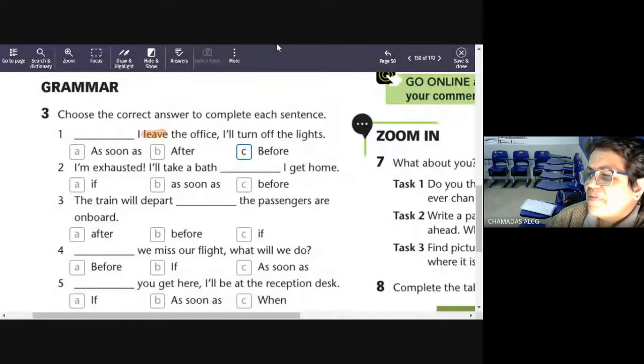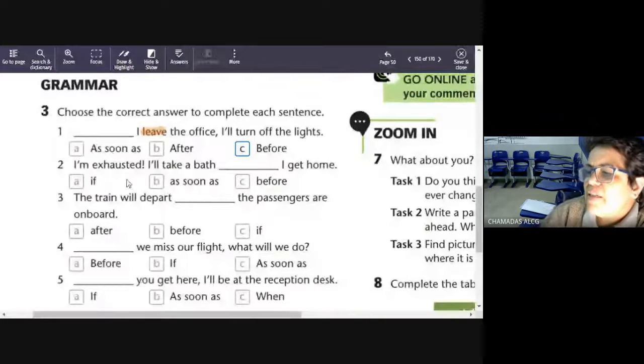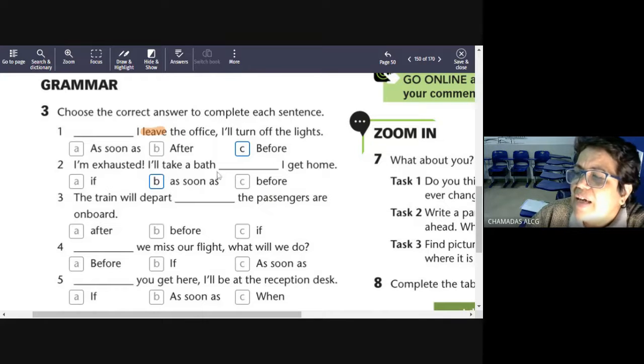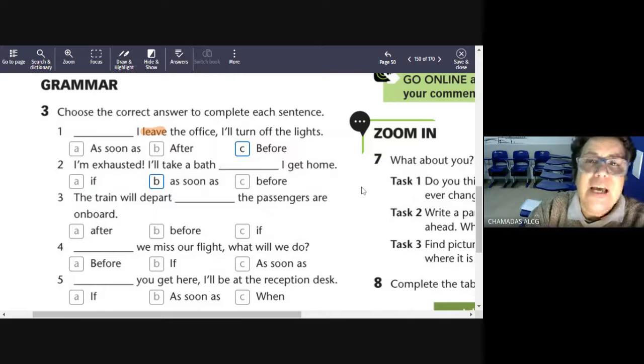Let me share again. Okay, girls, so I'm showing again, okay? Here we are doing number 2. So which one is the best option? I'm exhausted. I'll take a bath. I get home. Yes, as soon as I get home. Okay, as soon as means the moment I get home, I'll take a bath. Okay.